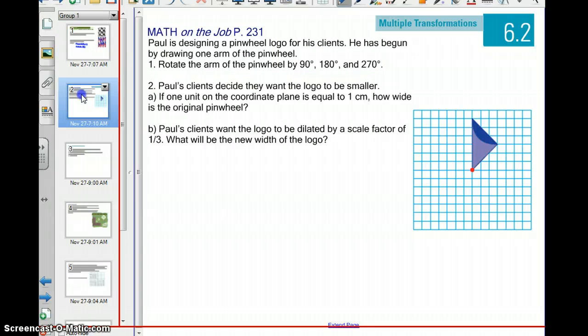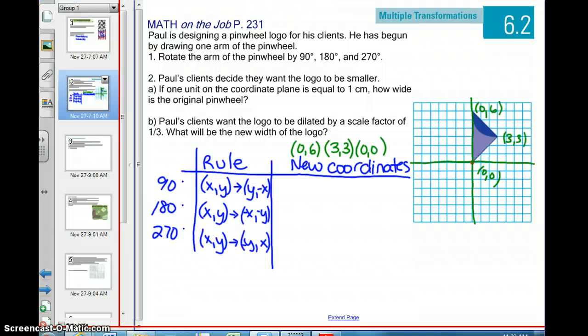Then today we're moving on to 6.2, which is titled Multiple Transformations, starting with Math on the Job on page 231. For Math on the Job, we have Paul who's designing a pinwheel logo for his clients. He starts with one arm here, as shown, and wants to rotate the arm 90, 180, and 270 degrees. So here are your rules that are listed for 90, 180, and 270 degrees. These you should have got from your video that I uploaded previous to this.